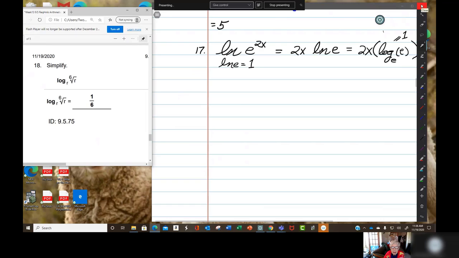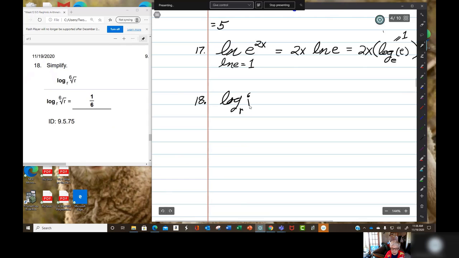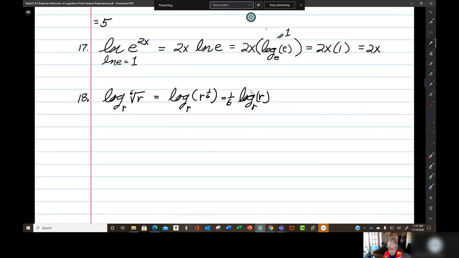And all right, we've got number 18. Log base r of the sixth root of r. Well, that's going to equal log base r of r to the 1/6 power, which is going to be 1/6 times log base r of r. And here we go. Log base r of r equals 1. So this is 1/6 times 1, which is 1/6.